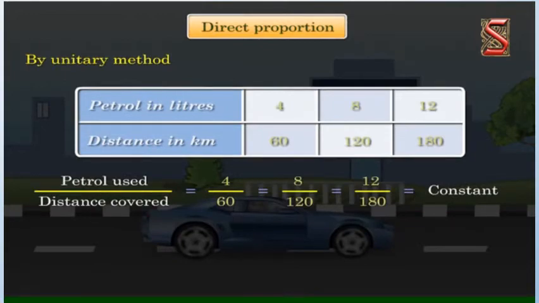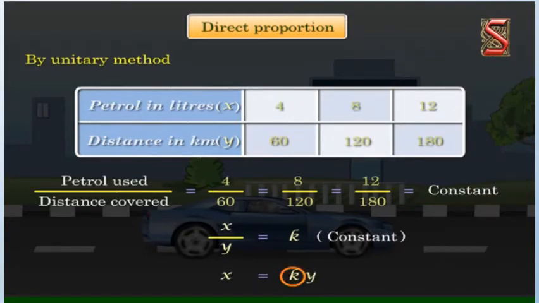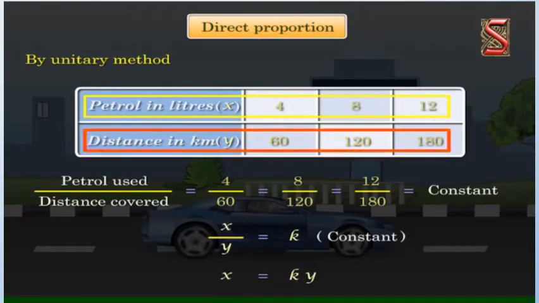Let us assume petrol in liters as x and distance in kilometers as y. We see that as the value of x increases, the value of y also increases, and also the ratio x by y is constant. It does not change. So in this case, we say that x and y are in direct proportion. If x by y is constant, then x is equal to k into y, where k is a constant. So consumption of petrol and distance covered are in direct proportion.